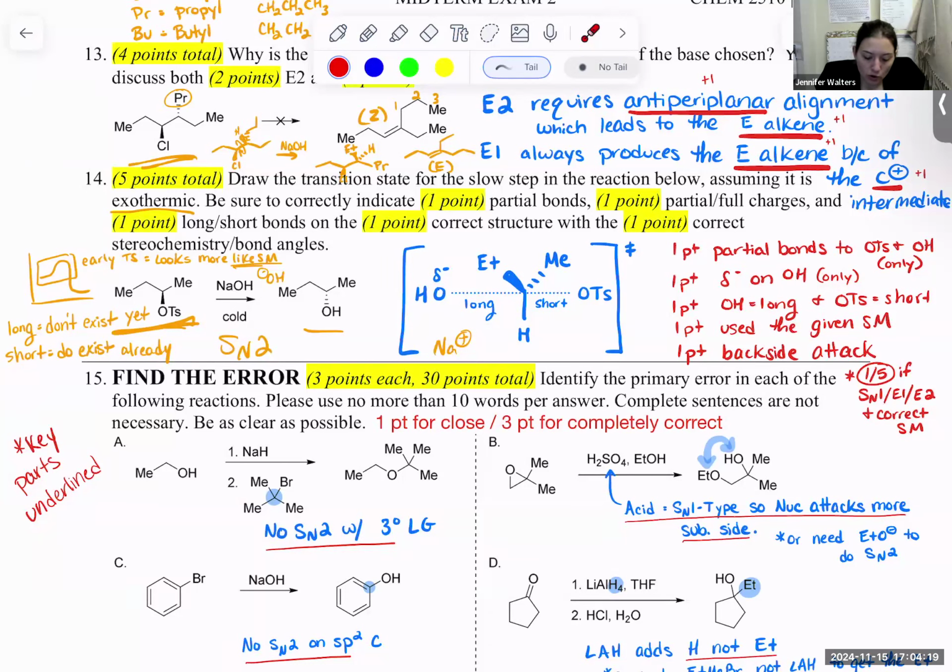I said no more than 10 words per answer, just as a point of trying to get you to not write novels, so you don't spend too much time on any one 3-point question. Complete sentences were not necessary, and be as clear as possible. My intent there, I guess what I should have said, was be as specific as possible, in that you illustrate to me that you fully understand what the error is. I want you to tell me what is wrong with this. What is the actual issue?